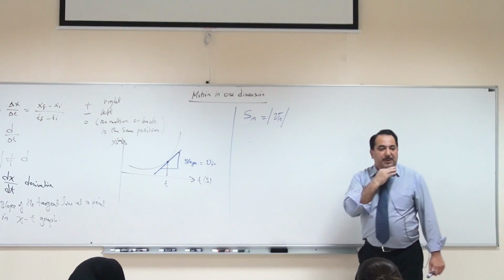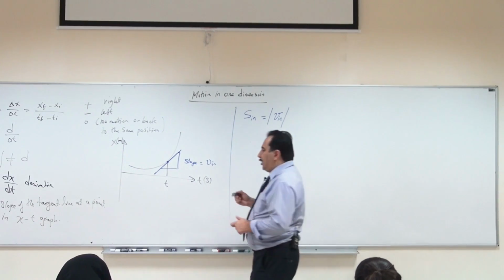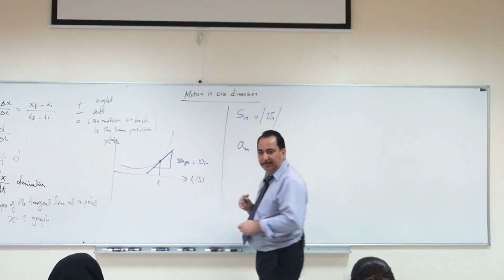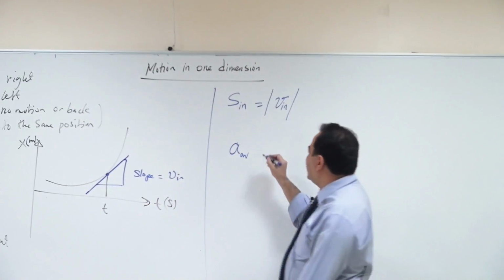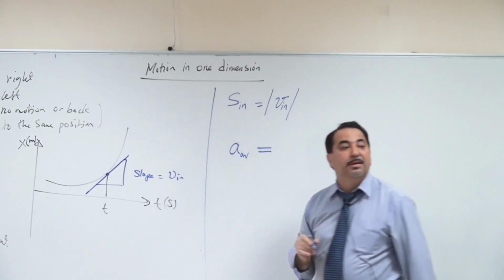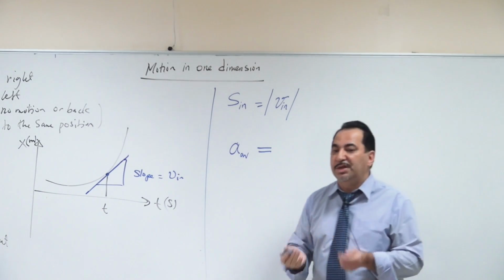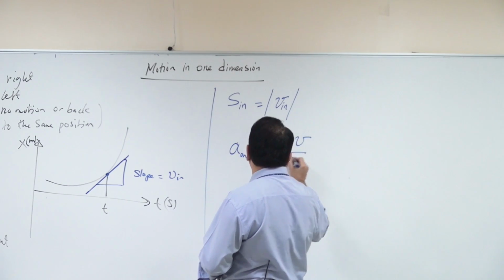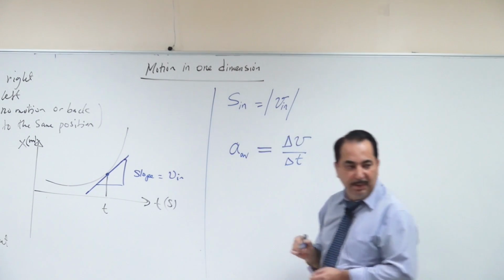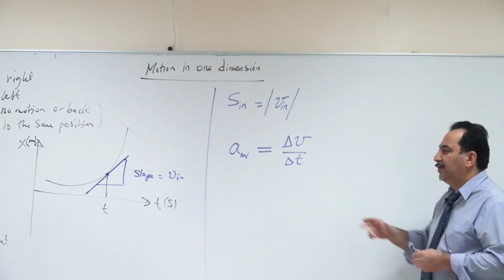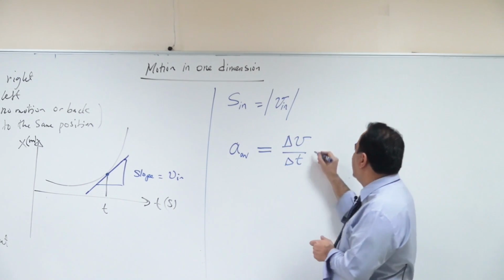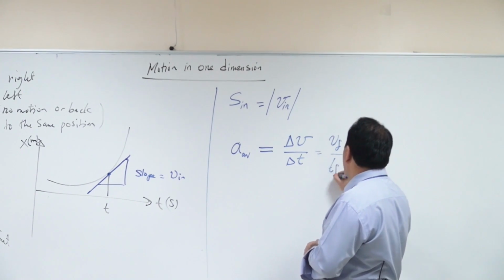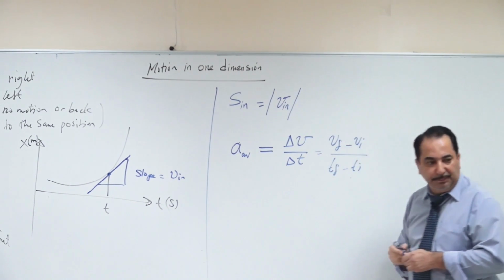After instantaneous speed, we talked about average acceleration. And we said average acceleration needs a change in velocity, delta v, over time. Okay? Change in velocity over time, which means final velocity minus initial velocity, over final time minus initial time.